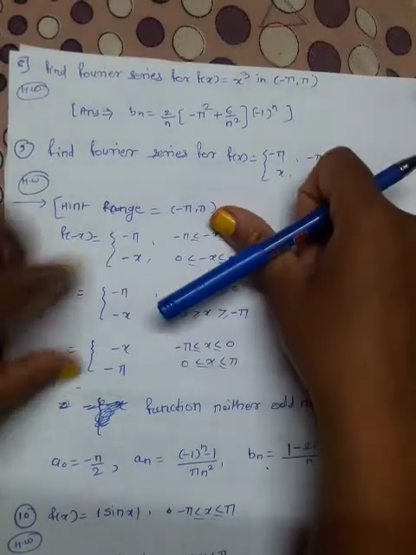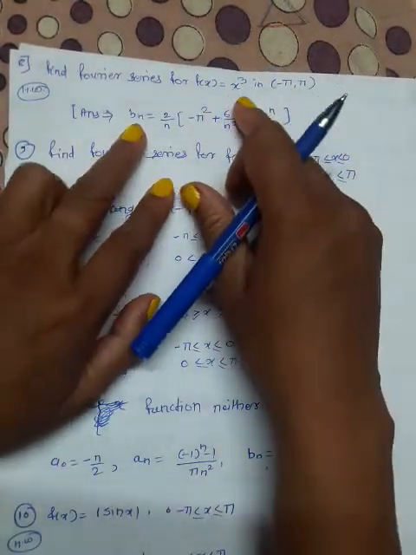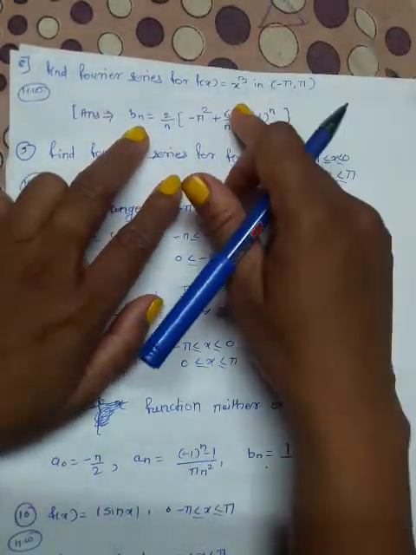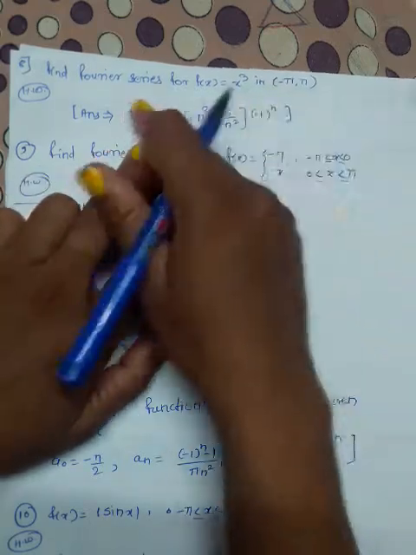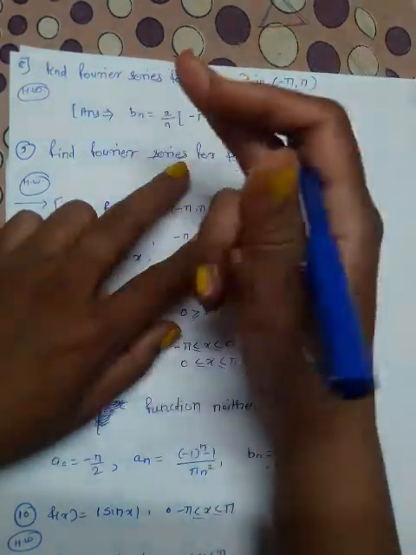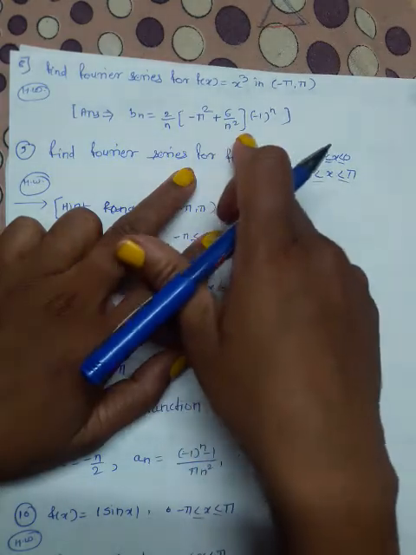Now these are some homeworks for you. Find the Fourier series for the function f(x) is equal to x cube in minus pi to pi. x cube is an odd function. You can calculate the Fourier series for that odd function: a naught and an are 0, bn is this.